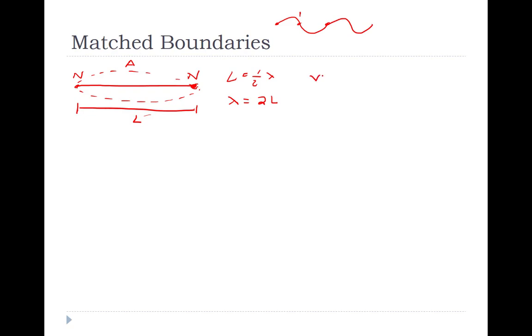Now I can use that v equals lambda f. So the frequency is going to be the speed of the wave on the string divided by the wavelength, but we know the wavelength is twice the length of the string, so that would be v over 2L. And because this is the lowest frequency that a standing wave can occur, we call this f1 and call it the fundamental, or you'll also hear it called the first harmonic.